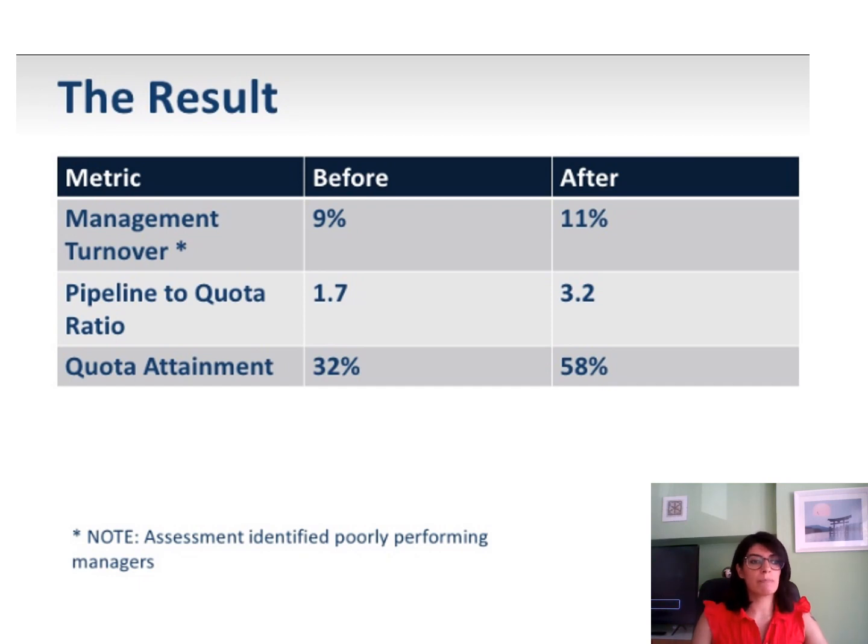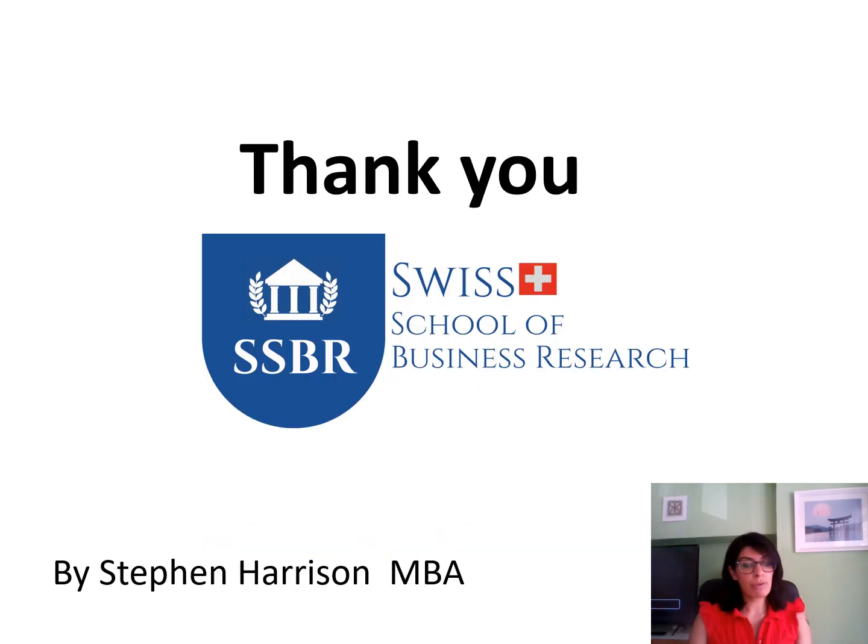After implementing all these measures, the results are quite striking. So management turnover went up by 3%. The pipeline to quota ratio more than doubled, and the quota attainment almost doubled as well. And even though management turnover may look like bad news, it was actually good news because it meant poor performers left the company. And that brings us to the end of this module on team assessment.